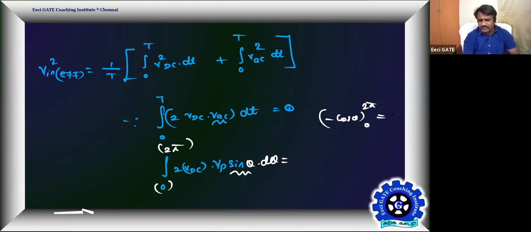Is equal to, getting everyone? Yes, sir. 2 pi is nothing but 0 only for the cos. Cos 360 is cos 0, it is 1. So when you substitute the upper limit, you'll get minus 1. Minus of minus cos 0 you will get, that is anyway going to be 0.